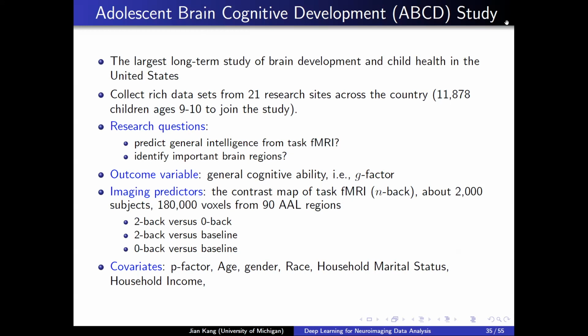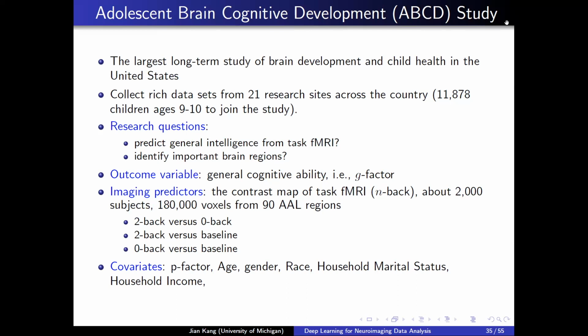We also have an application for the ABCD study, a more recent study. The goal here is to use functional data, task fMRI data, to make predictions on general cognitive ability. Basically, it's a more objective assessment of the IQ score.